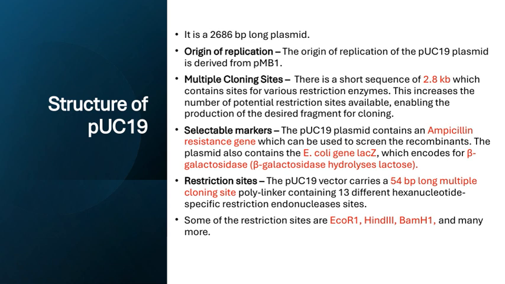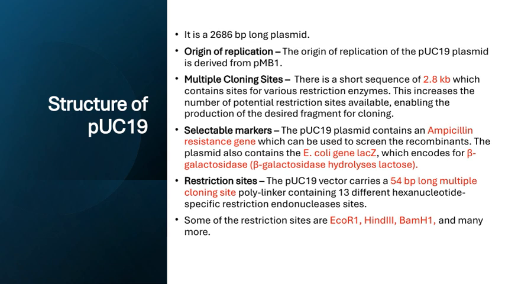Next, the plasmid includes selectable markers to help us identify successful transformations. Specifically, it carries an ampicillin resistance gene, so bacteria that have taken up the plasmid can survive in the presence of the antibiotic. Additionally, it contains the lacZ gene from E. coli, which encodes the enzyme beta-galactosidase. This enzyme hydrolyzes lactose, and in lab applications, we often use this to screen for recombinant bacteria by blue-white screening.